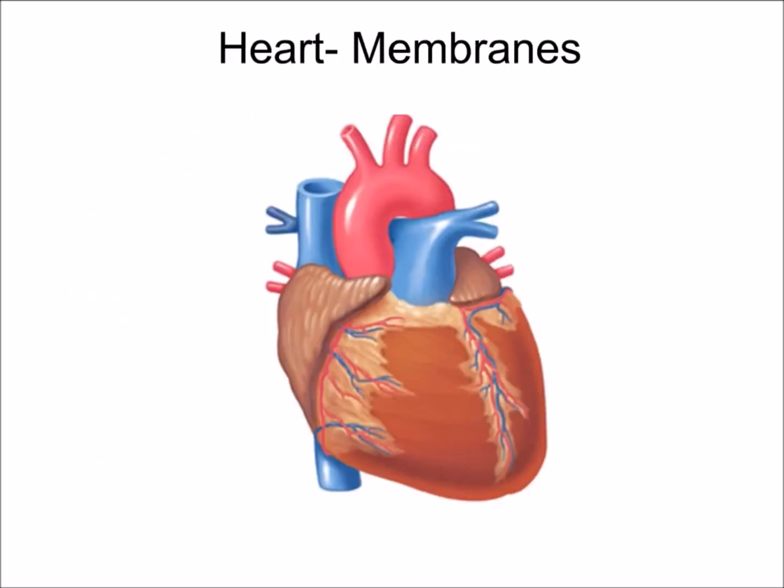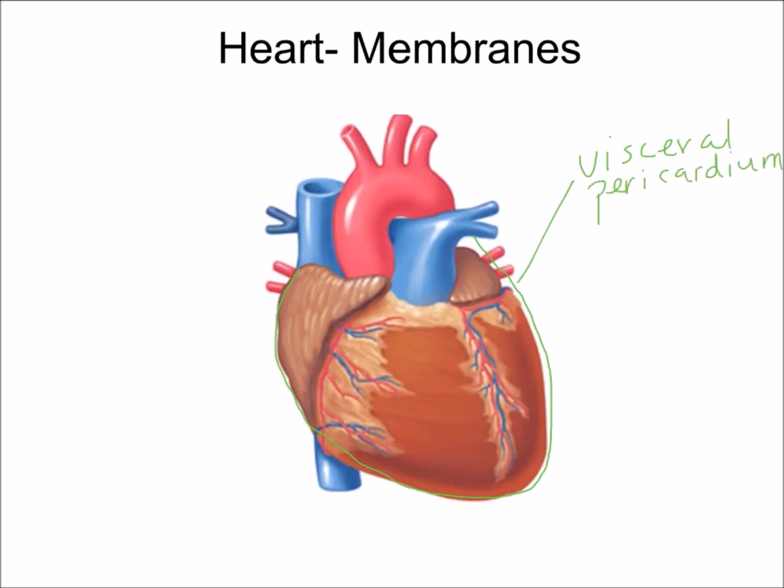Okay, membranes of the heart. Way back in chapter 1, you guys learned about different types of membranes. The most common membrane is the serous membrane. The serous membrane is made up of several parts. And since we're talking about the heart, we're going to talk about the pericardial serous membrane. So the first membrane is a membrane that actually touches the outer wall of the heart itself. We call this the visceral pericardium.